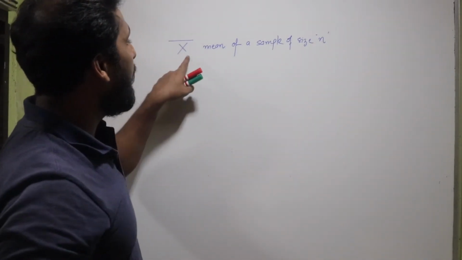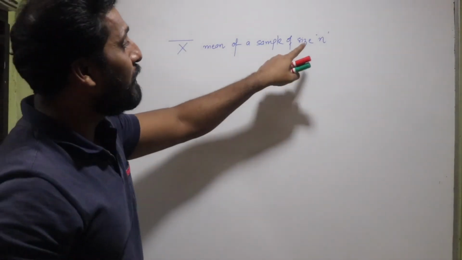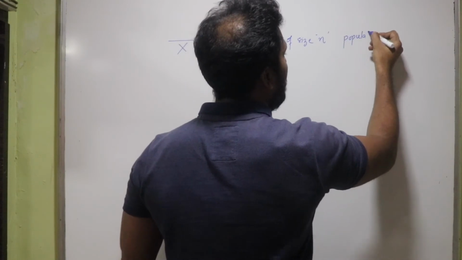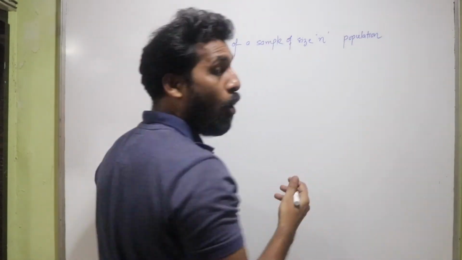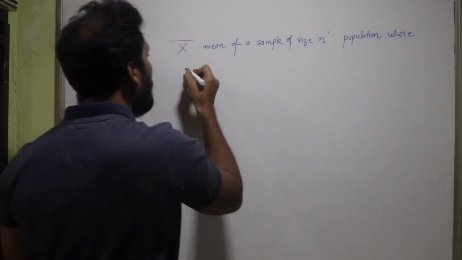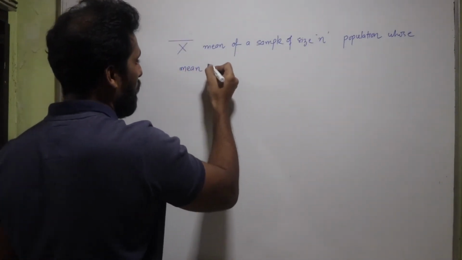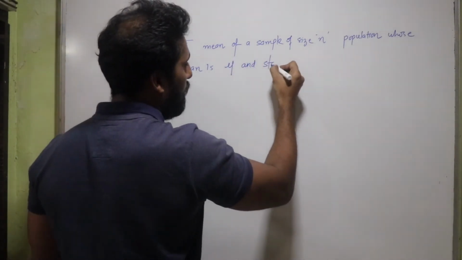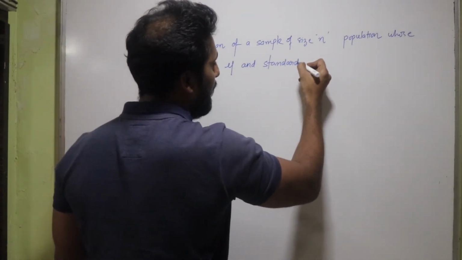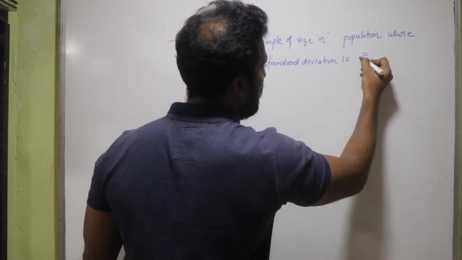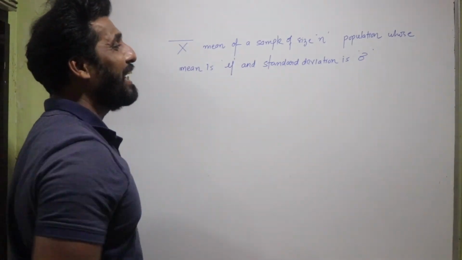So we have x bar as a mean of a sample of size n, which is drawn from a population. This sample is drawn from a population whose mean is mu, and standard deviation is sigma. Now try and understand this thing very properly.